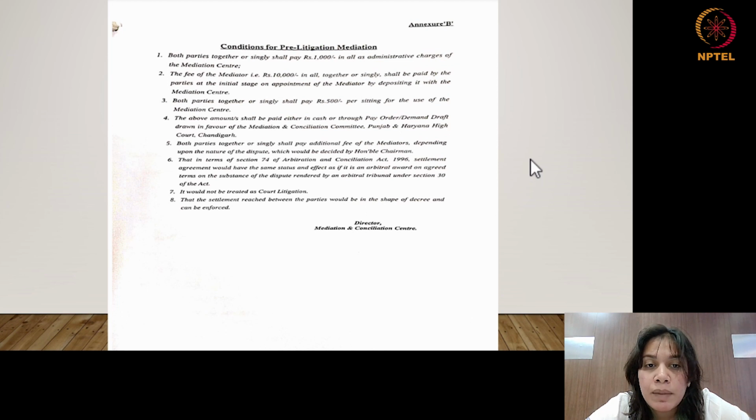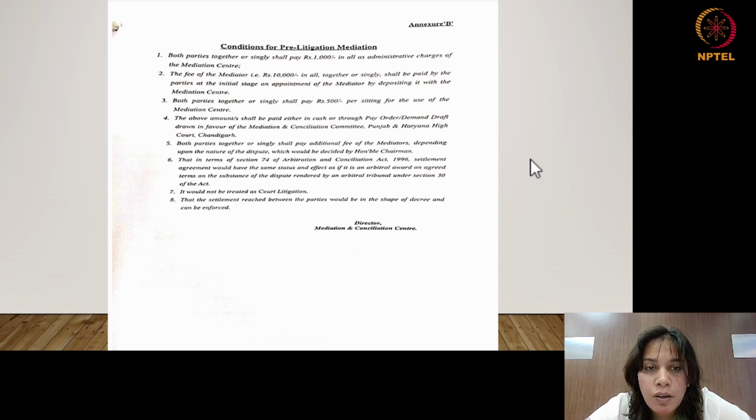Second, the fee of the mediator, that is 10,000 in all, together or singly, shall be paid by the parties at the initial stage on appointment of mediator or depositing it with the mediation center. So the conditions, first condition was about the administrative charges. The parties both can together or singly can pay rupees 1000. Then the fee of the mediator has been talked about, that also can be paid together or singly. And when it has to be paid, that has also been specified, that it has to be paid at the initial stage of appointment of mediator.